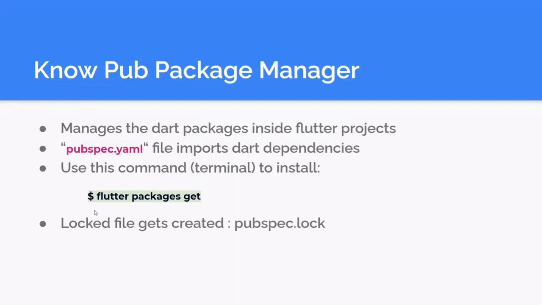So exploring a bit more about the pub package manager. It manages the Dart packages that are inside a Flutter project, and the pubspec.yaml file imports the Dart dependencies. So we use the command flutter packages get to install all the packages and the dependencies that we need in our application. And as I said in the previous slide, a lock file gets created, that is pubspec.lock.